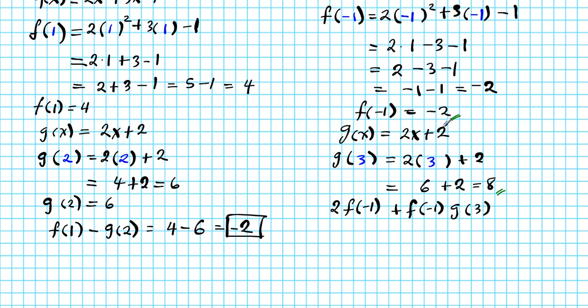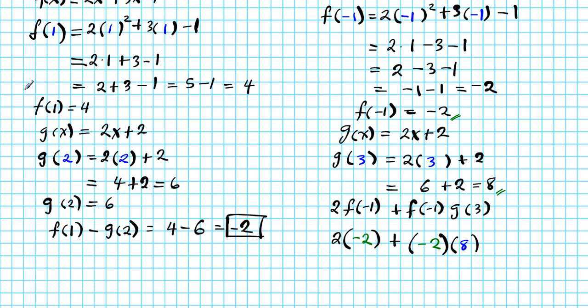So f of negative 1 is negative 2, so I'm going to have 2 times negative 2, because negative 2 is the value of f of negative 1, plus another f of negative 1. f of negative 1 is negative 2. f of negative 1 shows up twice, and then g of 3 is simply 8. So g of 3 is 8. That's what we're going to use.